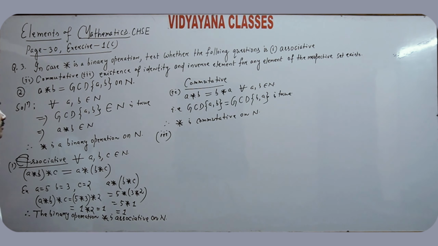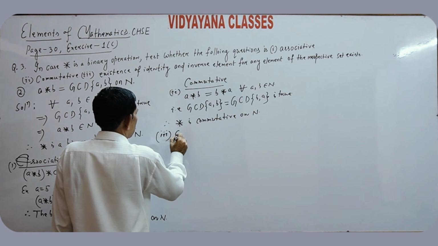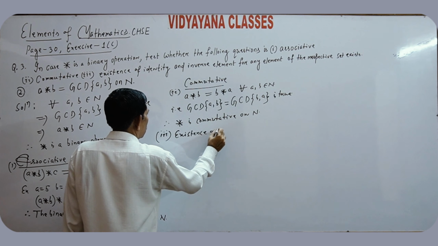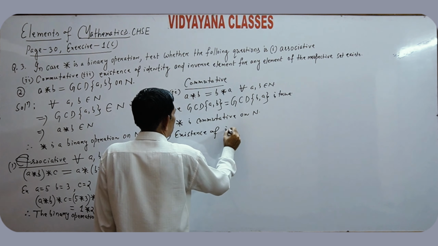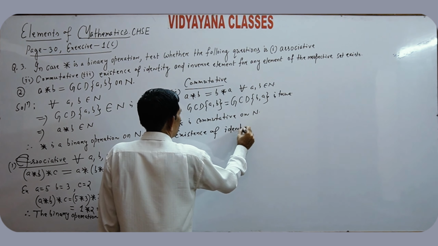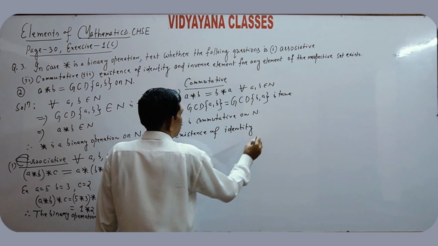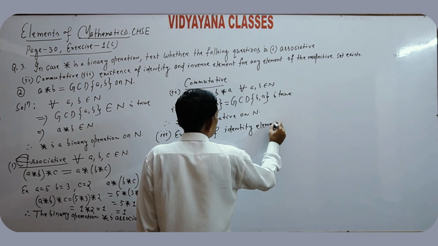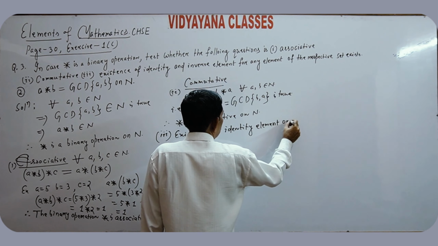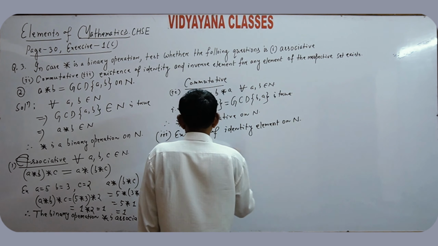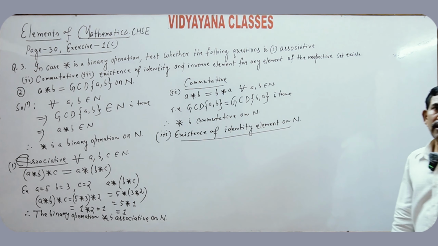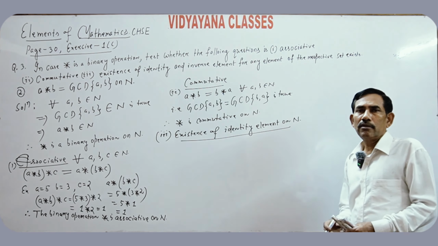Existence of identity element on N. The identity element in N, does it exist or not?